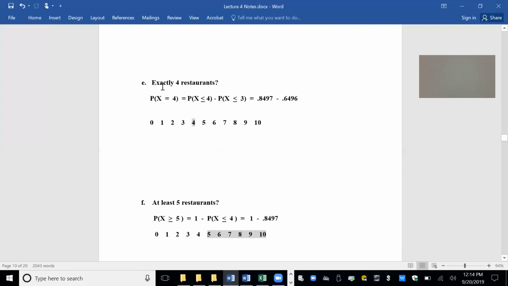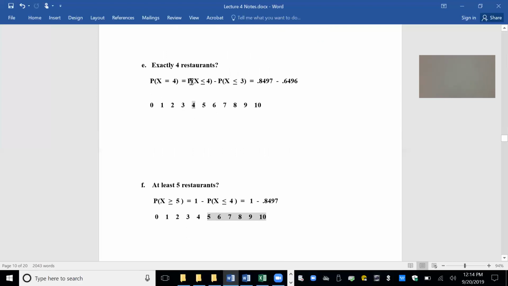If I say exactly 4, what's the probability we closed exactly 4 restaurants? Okay. Well, how do I get equal to 4? I could take 0 through 4 and put it in a hat. And I could take out and remove 0, 1, 2, and 3. What's left in the hat? 4. That's how we do exactlies.